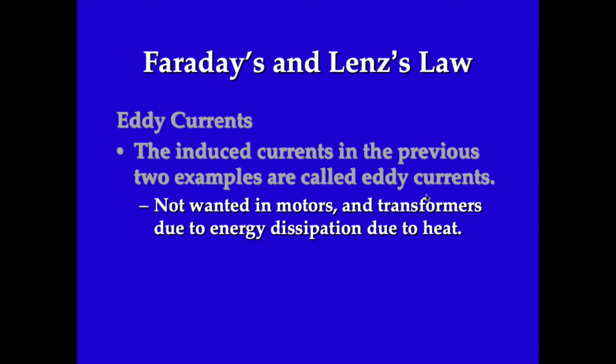What designers of transformers do is they take the iron core and they slice it into thin pieces, laminate it, and then glue them together. That increases the resistance and reduces I, and reduces I squared R.